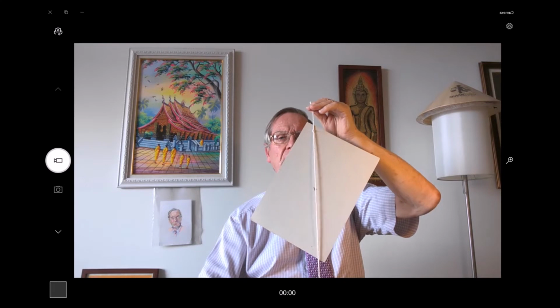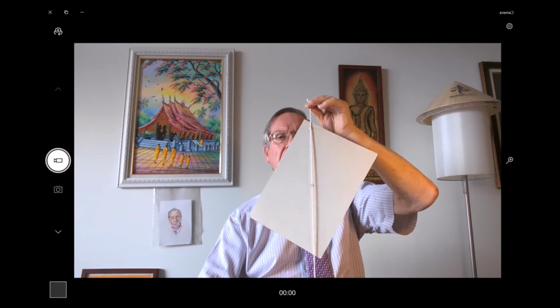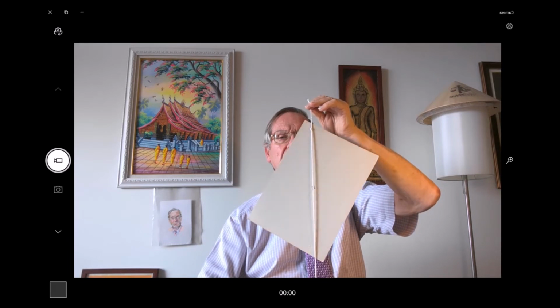Well, if you look carefully, you can see a black cross on the cardboard, and that black cross is exactly behind the string. The string has a heavy weight on the end of it, so the string is hanging vertically, and the center of mass is hanging directly below the point of suspension of the rectangle.